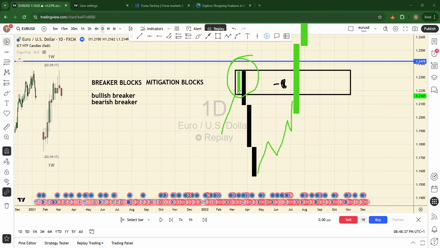Take note of the definition. A breaker block is an order block that has failed. It's an order block that has been broken through. All right, it becomes your breaker.